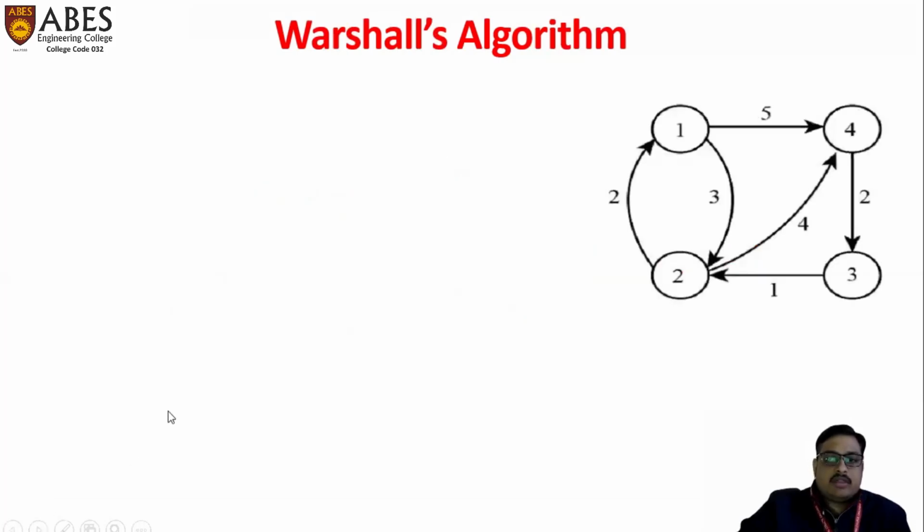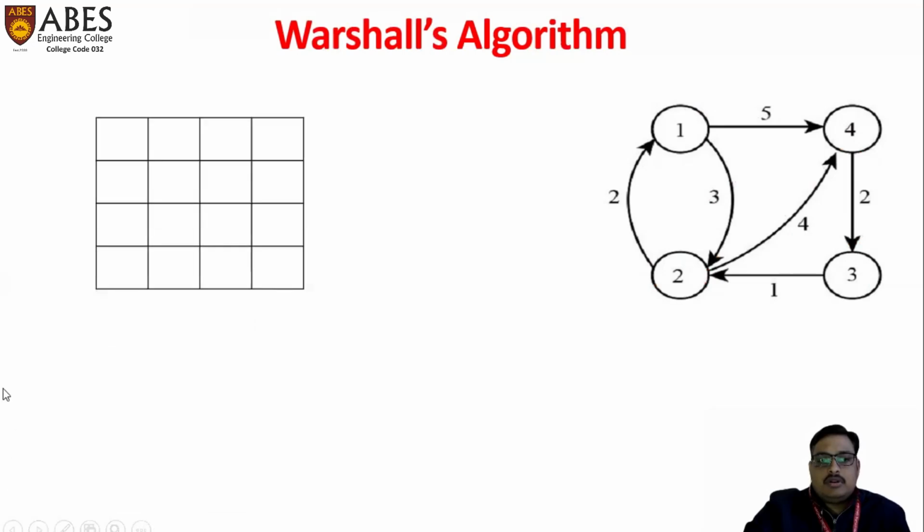Suppose this is the graph given here. Here we have 4 vertices, 1, 2, 3, 4, and there are some weights assigned on these edges. And we are going to find all pair shortest paths. So first of all, we have to find the adjacency matrix of this graph, which is also called D0. Let me write vertex numbers 1, 2, 3, and 4, because we have 4 vertices, so there will be 4 rows and 4 columns in the matrix.